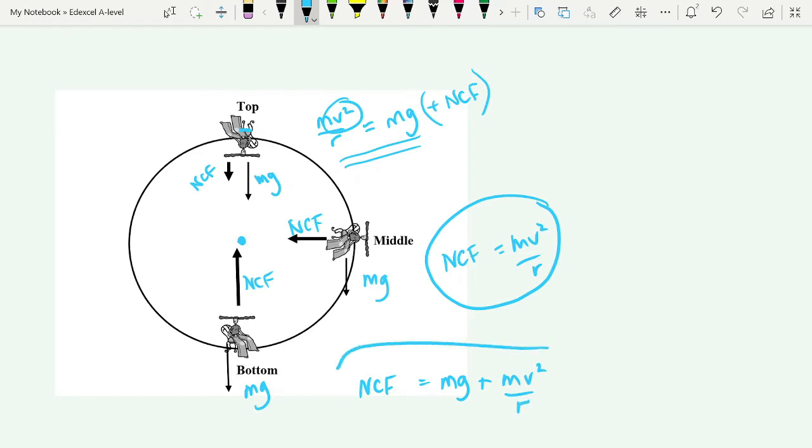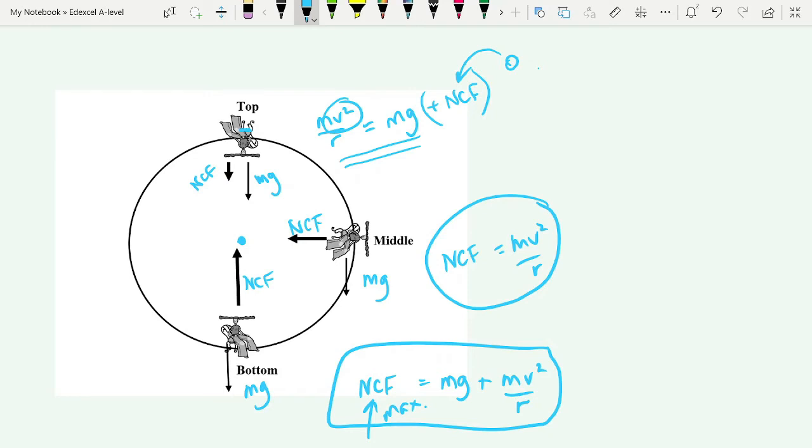And that means that at this point, at the bottom of the circle, the normal contact force is at a max, because it has to do both jobs at the same time. Whereas at the top of the circle, it might drop to 0, if you balance the speed exactly so that the centripetal force required is equal to the weight.